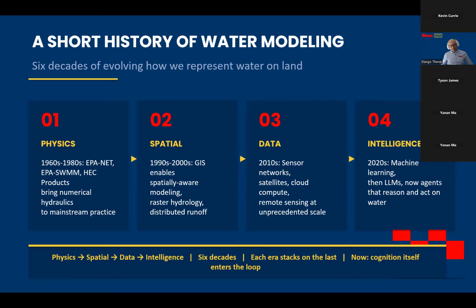And the second wave was the spatial, GIS, ArcView 3.3. I don't know if anybody used this ArcView 3.3. I used it when I started my own career, in the early 2000s. That was very, very, very useful for setting up spatially the basin maps, the subcatchments, and all those things.